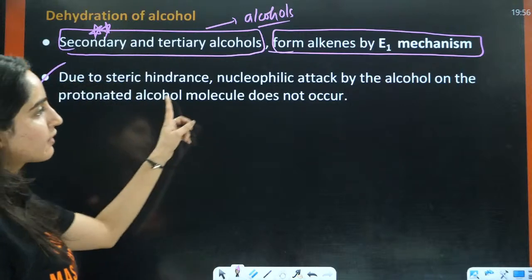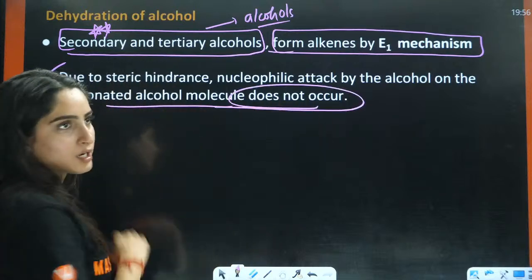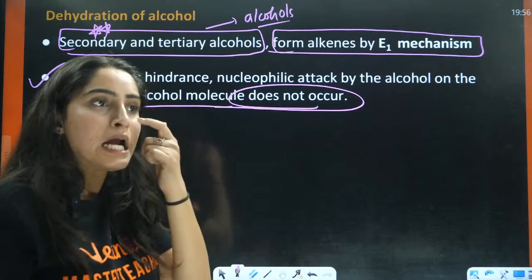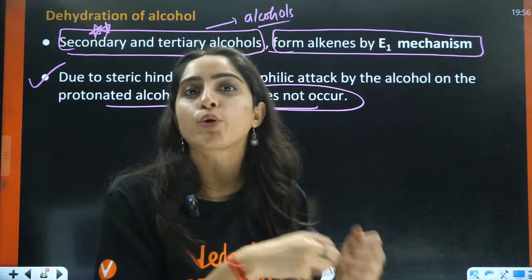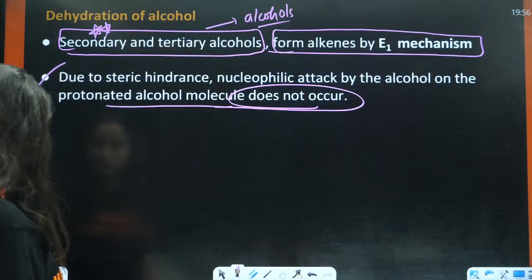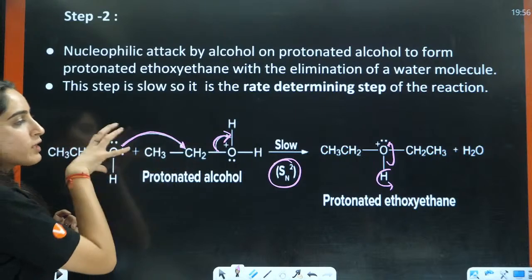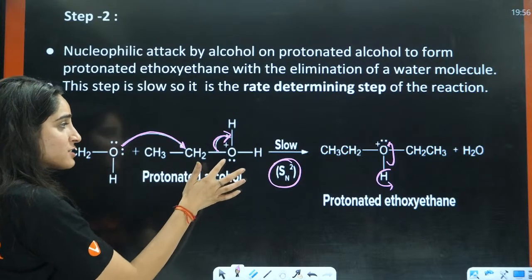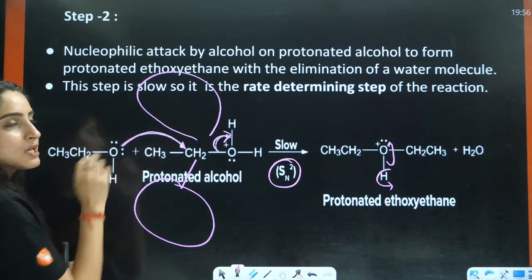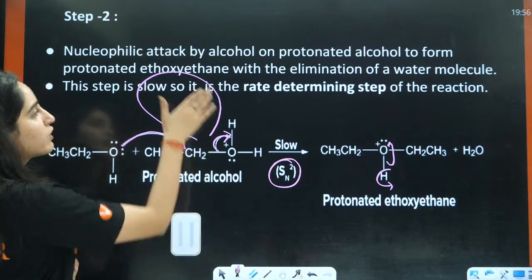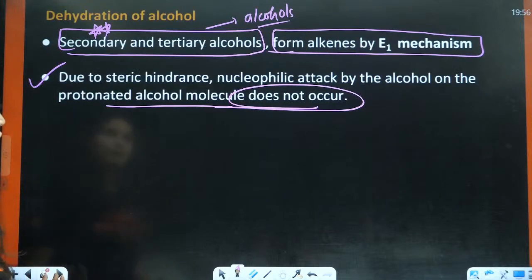Due to steric hindrance, nucleophilic attack of alcohol on protonated alcohol does not occur in 2 degree and 3 degree, because it is not possible for the other alcohol molecule to attack the protonated alcohol. In 1 degree there is no steric hindrance, so another molecule can attack here. But if it is attached to a very big group, it is difficult for the alcohol to attack. That is why ether is given only by 1 degree alcohols.